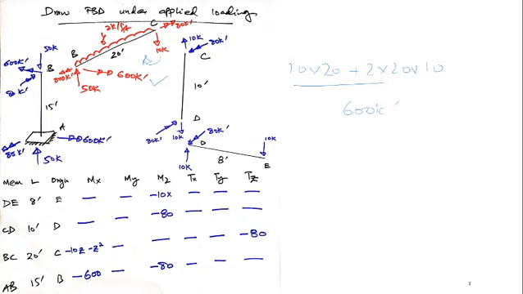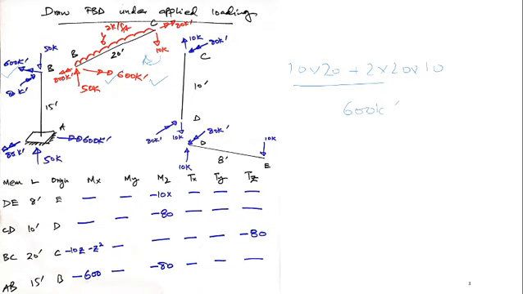Again, I'll balance this member, joint B. 50 kip is upward, so I'll apply a downward 50 kip. This 600 kip foot is counterclockwise, so I have to apply 600 kip foot in clockwise direction. This 80 kip foot is obviously counterclockwise, so I have balanced it with a clockwise direction.